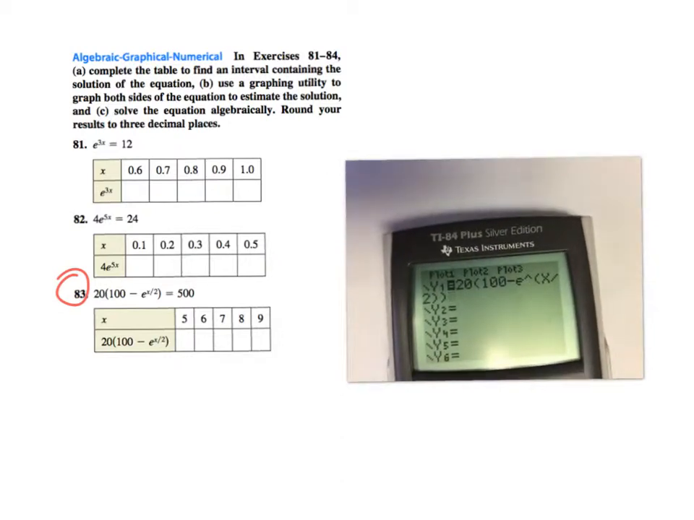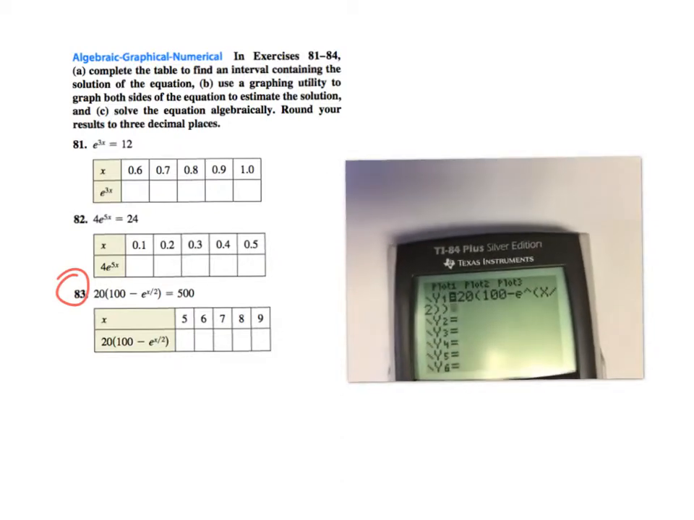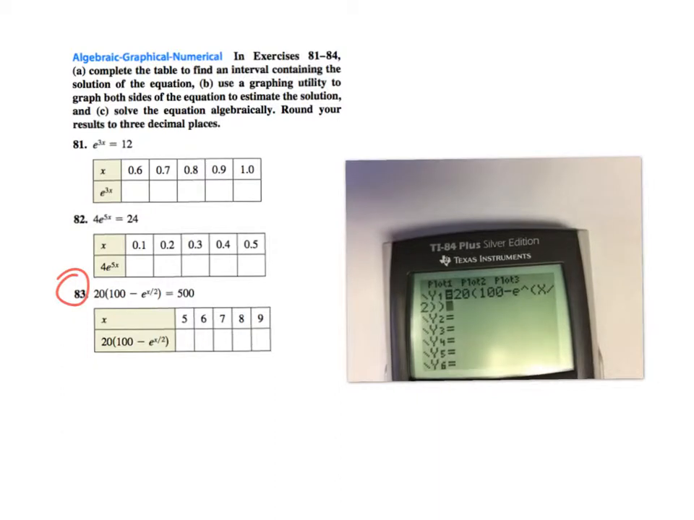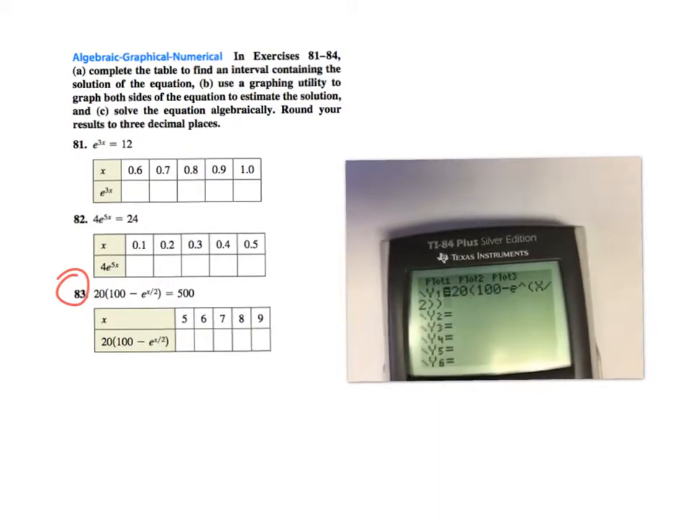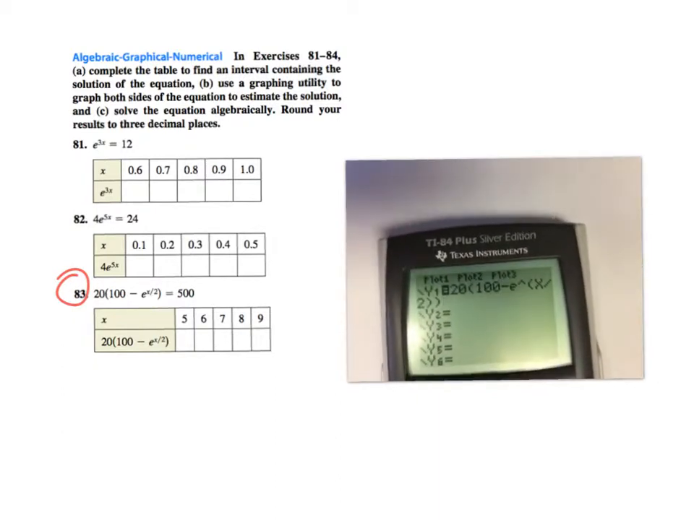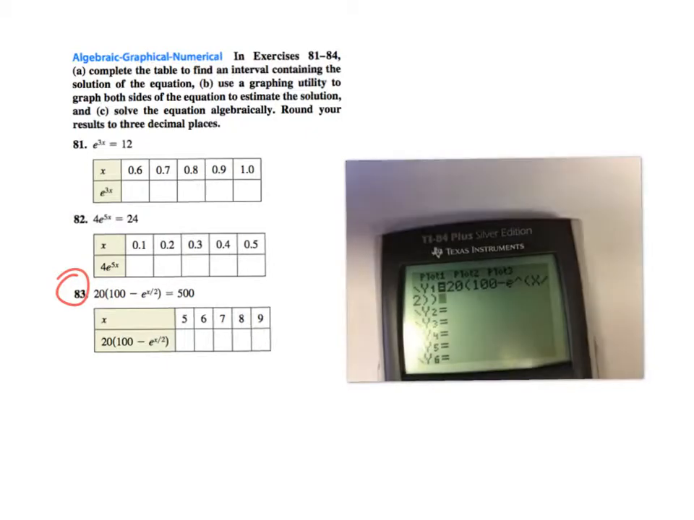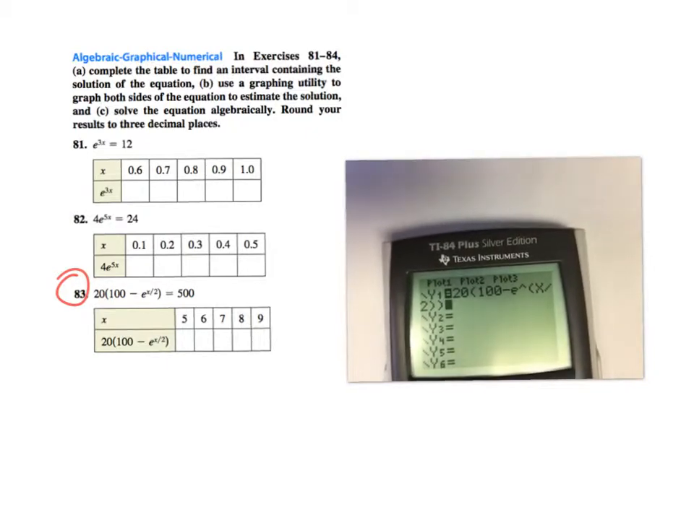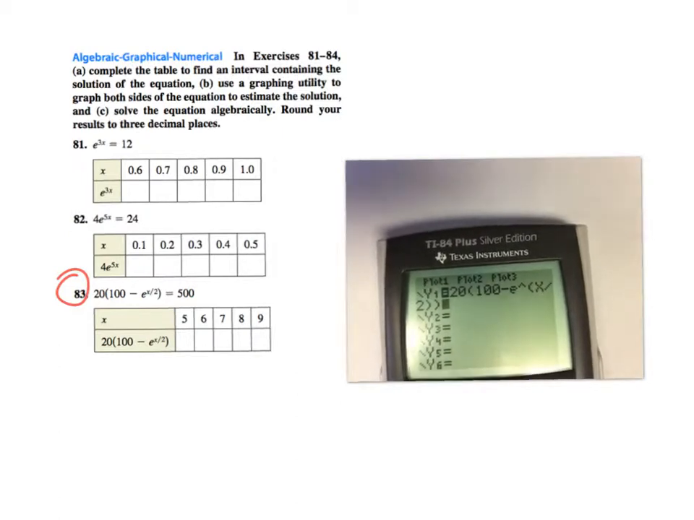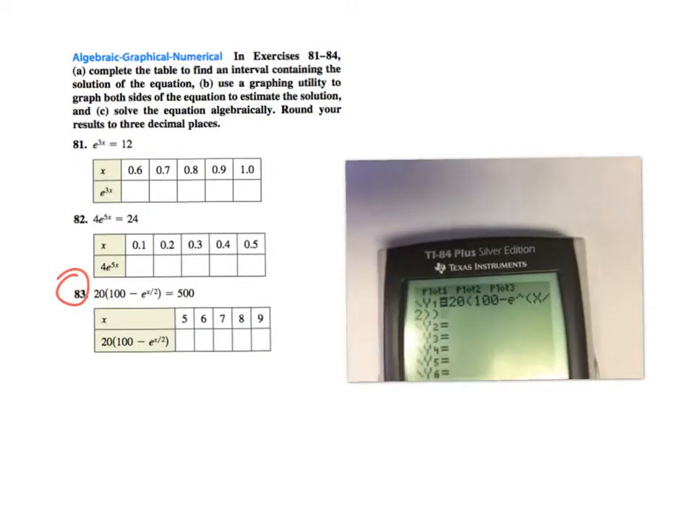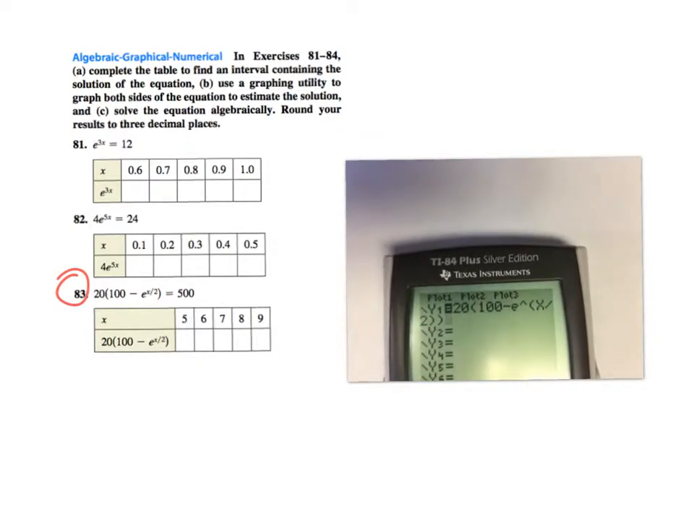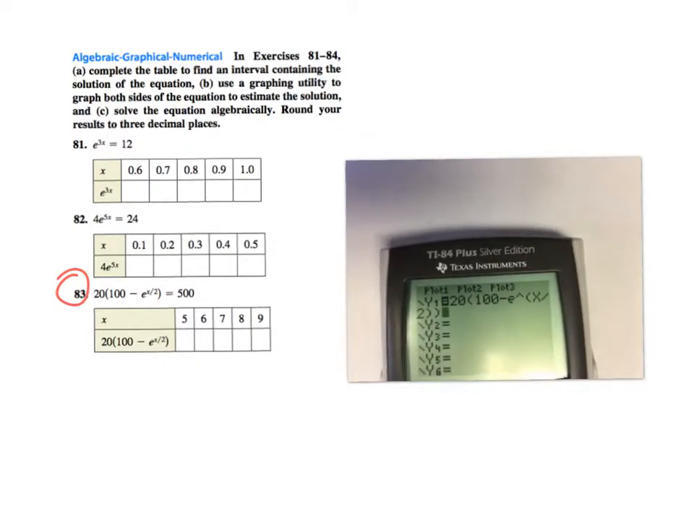Okay, the purpose of this problem is to get you looking at things in multiple manners. So they asked us to look at the table, which is a numeric approach, the graphing utility to graph it, so we're looking at a graphical approach, and then C, solving the equation algebraically. If you're actually able to describe that verbally, you'd have what I call the rule of four: graphical, numerical, verbal, and algebraic. So the first part says complete a table.